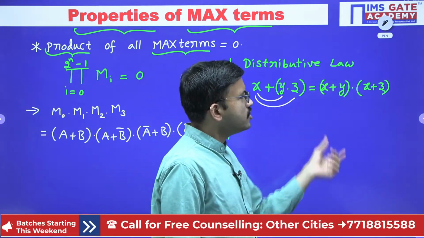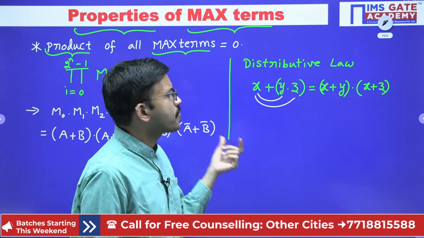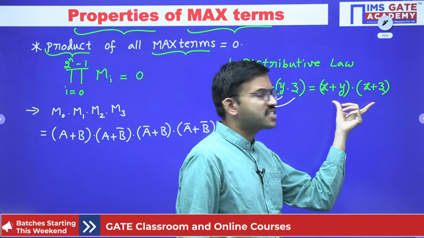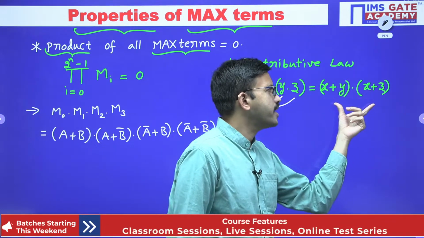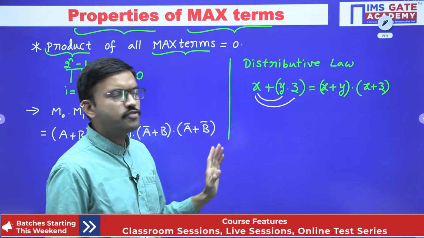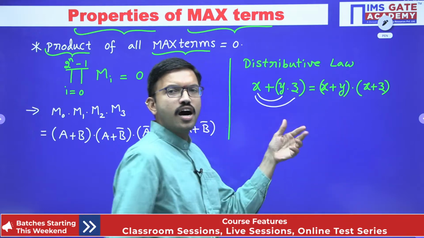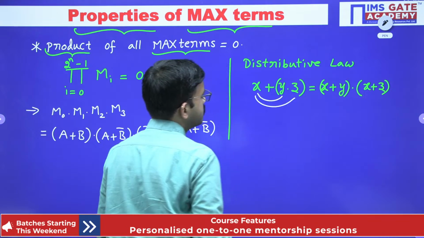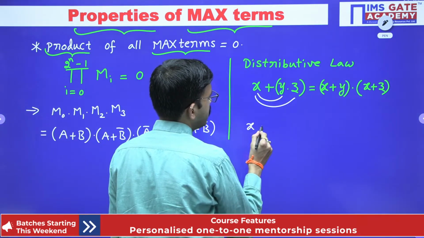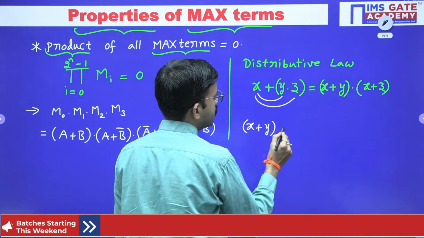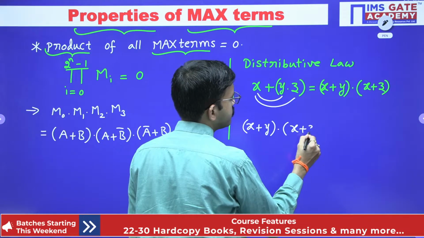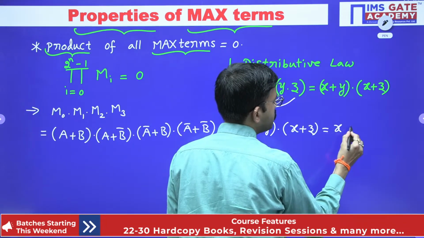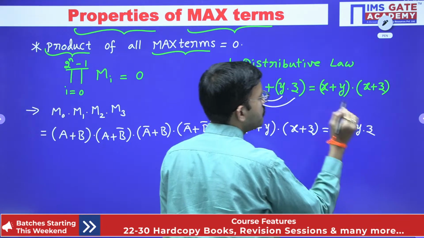Suppose while you are solving any question regarding simplification of a Boolean function, you come across an expression like this. You can write it like this, because if LHS equals RHS, obviously RHS equals LHS, right? So I am copying this one here. X plus y into x plus z is equal to, you can directly write this expression, x plus yz. How can you directly write it?